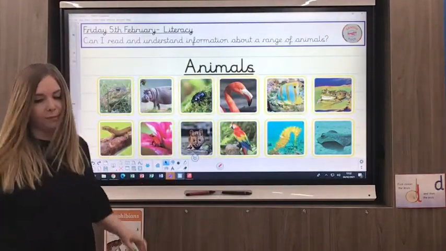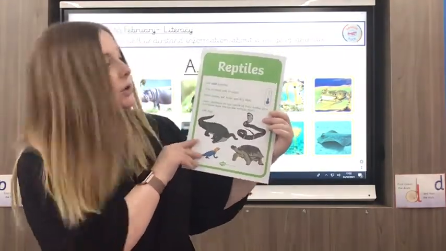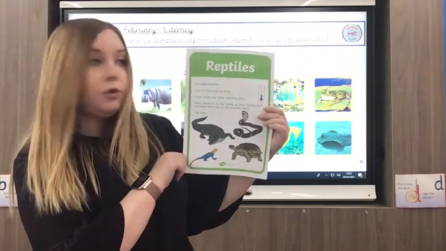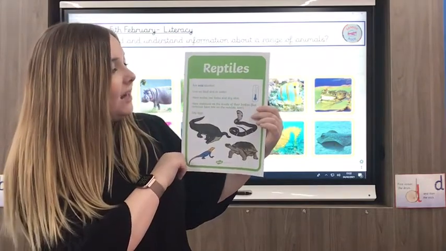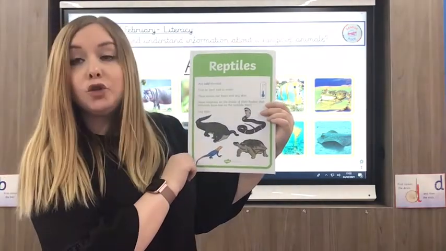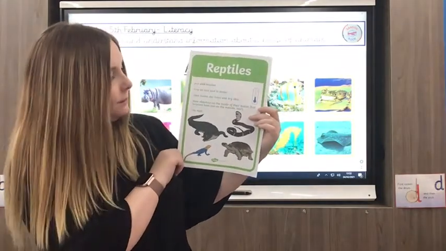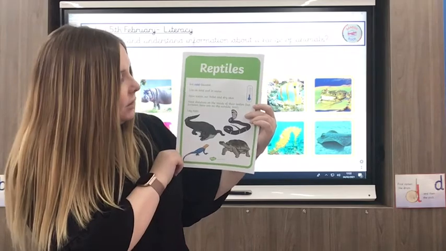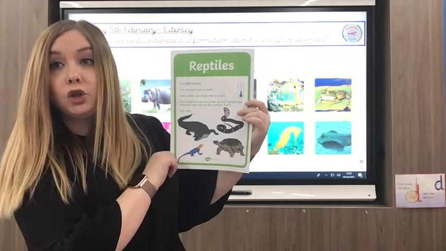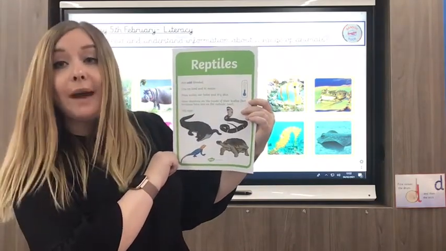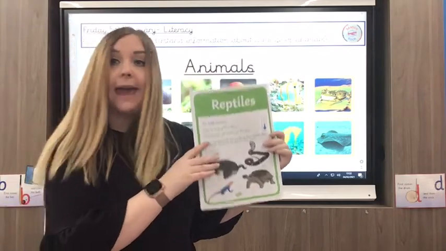So that one's amphibians. Then we've got reptiles, and reptiles are cold-blooded. They live on land and in water, and they have scales, ear holes, and dry skin. So they're not moist like amphibians. They have a skeleton on the inside of their bodies, but tortoises have one on the outside too. And reptiles also lay eggs, and then the baby would hatch from the egg.